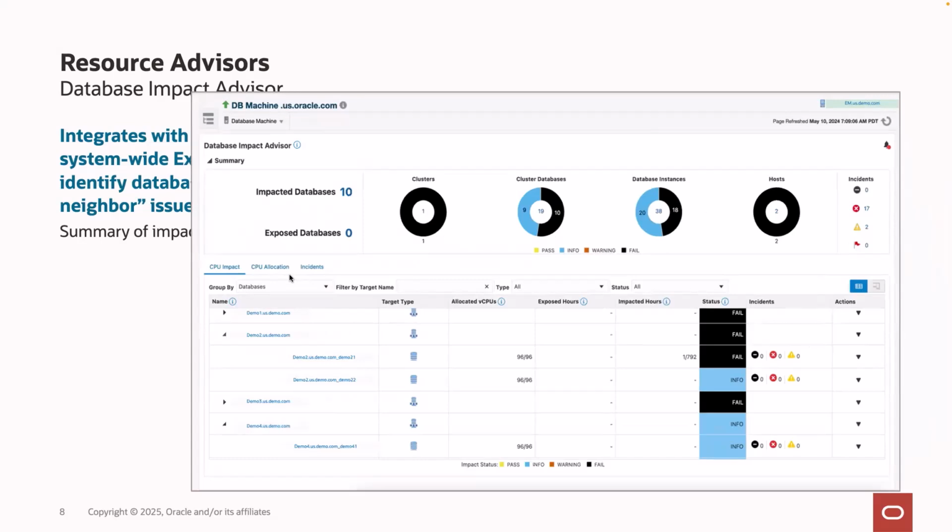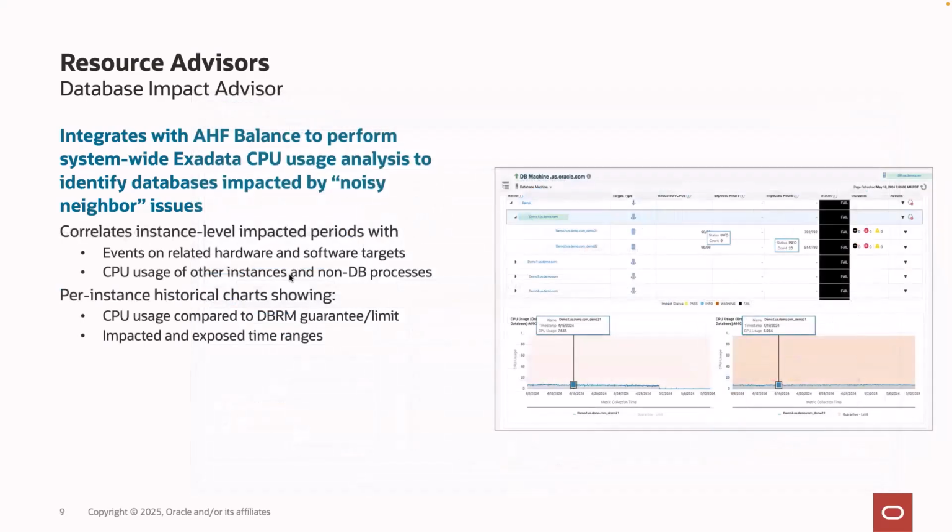We have fail, we have information, we have exposure and as well warnings and pass that we can provide for the databases. We are also providing a per instance historical chart, so we can see for 30 days if the database is impacted or not.